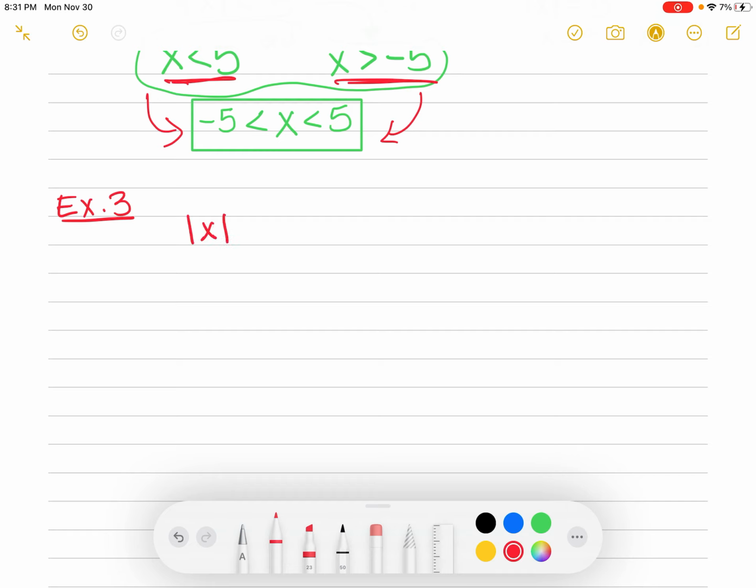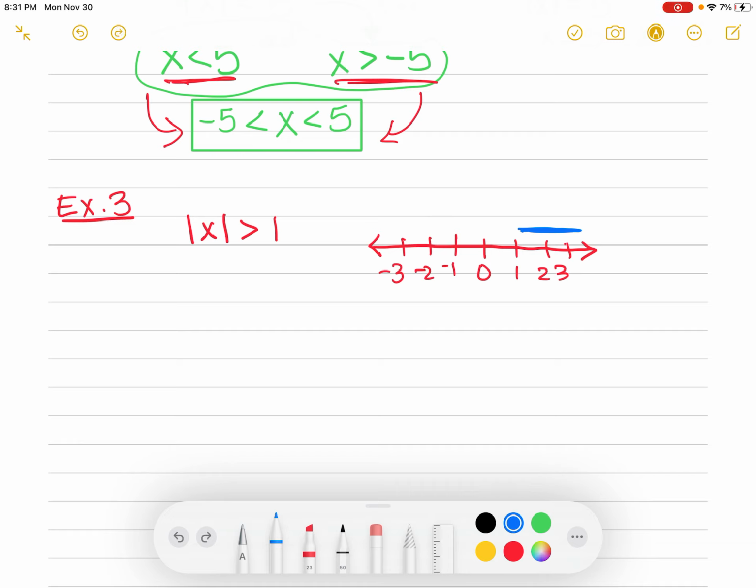Okay, now I have the absolute value of x is greater than 1. So this time I have a greater than sign. If I look at a number line and think about numbers that are greater than 1, okay, here's 0, 1, 2, 3, -1, -2, -3. If I look at ones that are greater than 1, it's going to be over here, right, on this side. And I would have to look at -1 also.